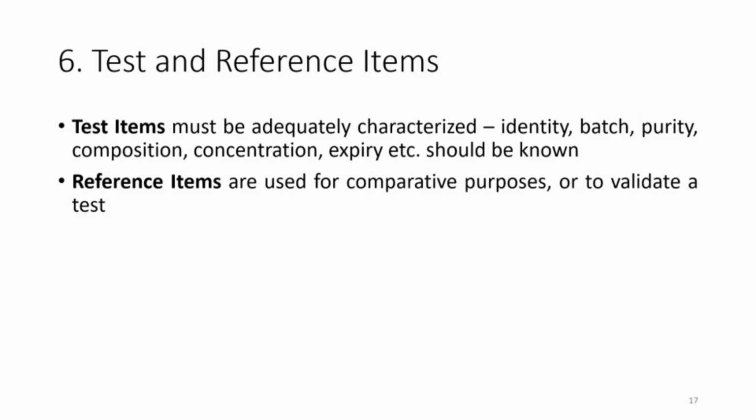Test and reference items. Test item refers to what is being tested. For instance, in our previous example, we want to evaluate the safety of a certain drug, then the drug is a test item. For test item, we should know everything about it, right? For example, its identity, batch, purity, composition, concentration, expiry date, etc. Reference items, also known as controls, are also typically included as part of the study for comparison or for validation of the test result.